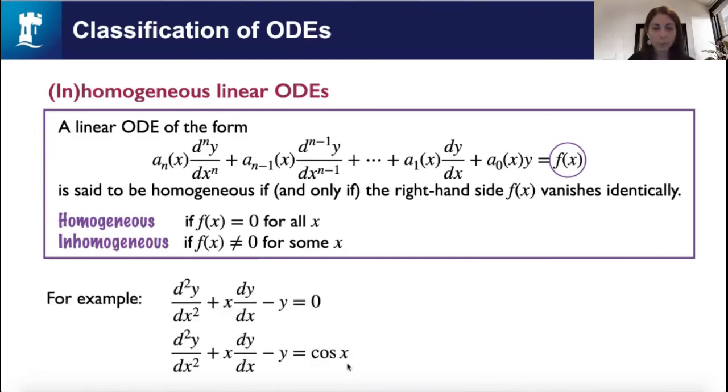So we have here two examples. In the first case, this is clearly a linear ODE, and we see that it has a 0 right-hand side, so this is homogeneous. And then in the second example, again, same linear ODE on the left, but it has a non-zero right-hand side. So this is an inhomogeneous linear ordinary differential equation.